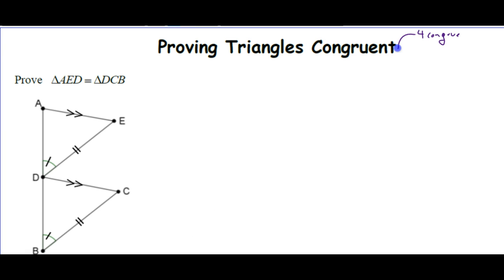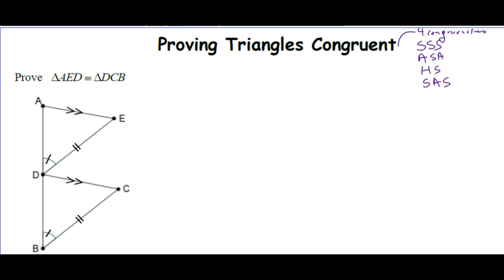Okay, so the four congruencies, what do we got? Side, side, side. Yes. Angle, side, angle. HS. And SAS. Okay, side, angle, side. So when we look at these, we need to say what information are we given here, right? And remember, when we do the proof in a two-column proof, it's like statement, justification, right? So we're going to make some statement, this is equal to this, we have to give a reason why.